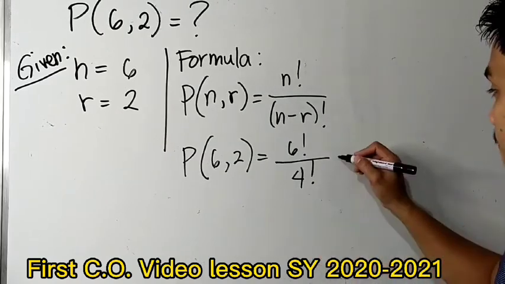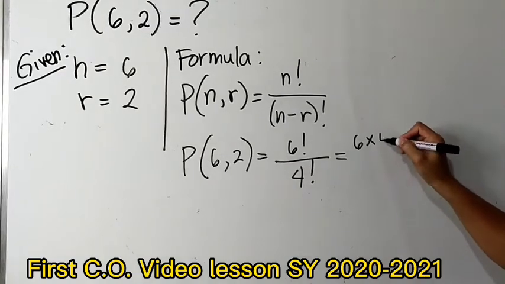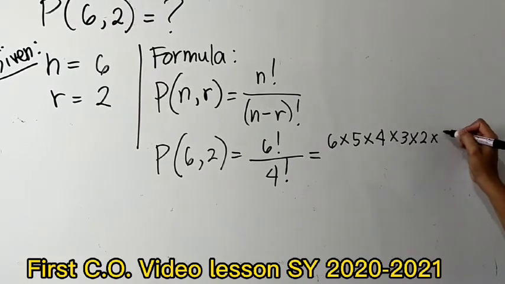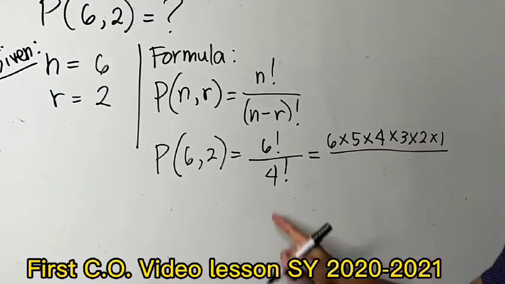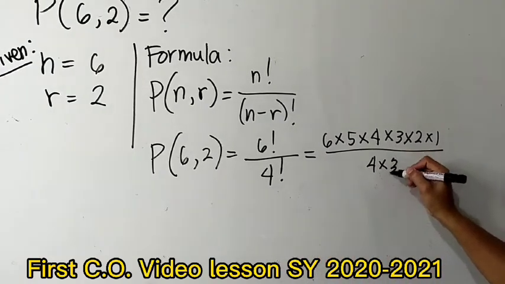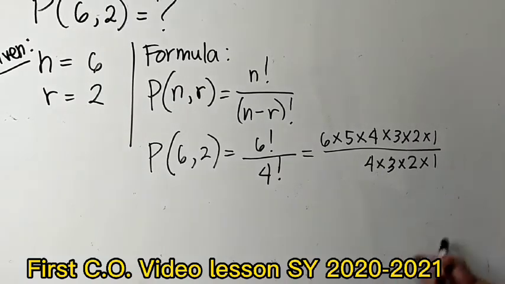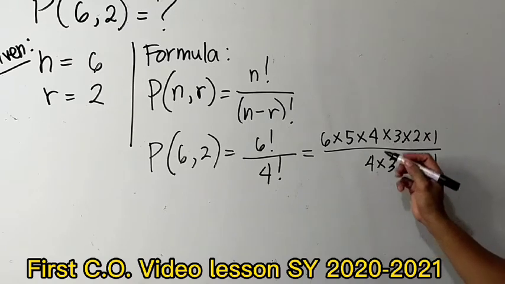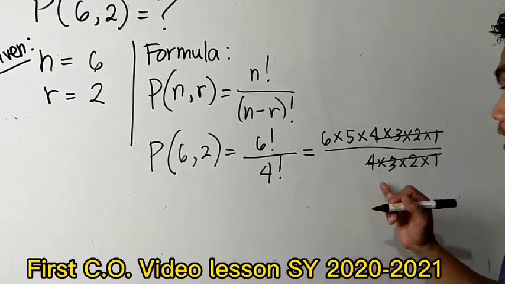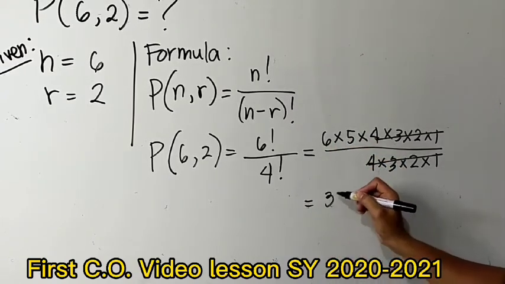Okay? And expand 6 factorial. 6 factorial means 6 times 5 times 4 times 3 times 2 times 1 divided by 4 factorial, in the expanded form is 4 times 3 times 2 times 1. As you can see, this is division and these are factors, and we have here the same factors. We can cancel this according to the definition of cancellation, and what is left? 6 times 5. 6 times 5 is equal to 30.